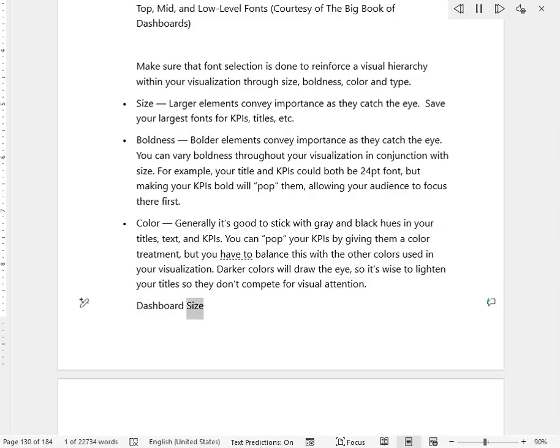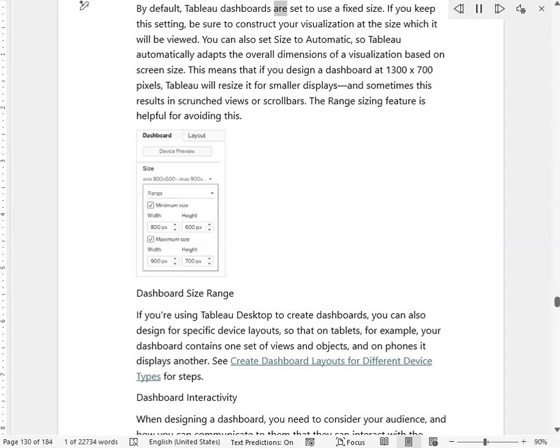Dashboard size. By default, Tableau dashboards are set to use a fixed size. If you keep this setting, be sure to construct your visualization at the size at which it will be viewed. You can also set size to automatic, so Tableau automatically adapts the overall dimensions of a visualization based on screen size. This means that if you design a dashboard at 1300 by 700 pixels, Tableau will resize it for smaller displays, and sometimes this results in scrunched views or scroll bars. The range sizing feature is helpful for avoiding this.